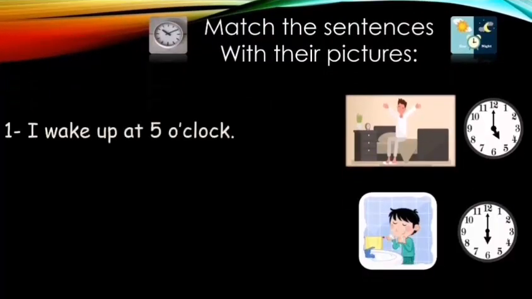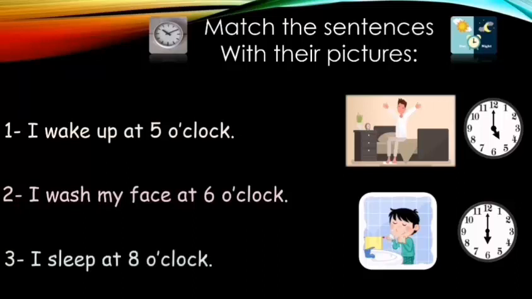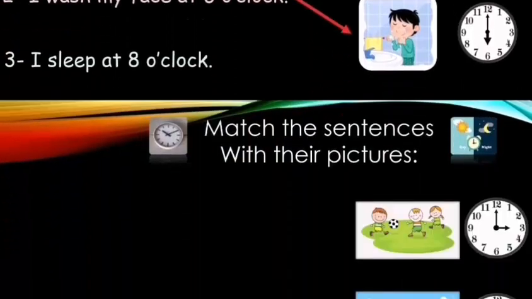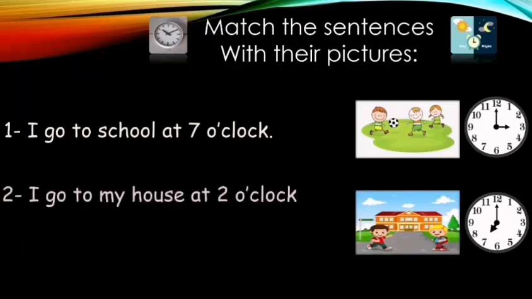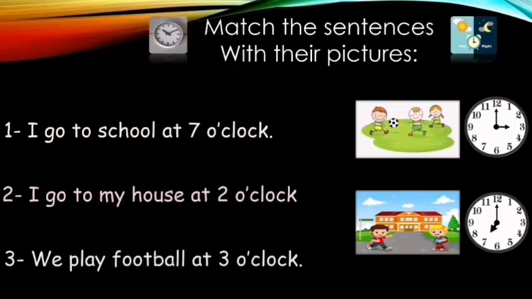Also here we have three sentences and we are going to match the sentence with their picture. Look at the picture. You can see two pictures. Let's start with the first sentence. I wake up at 5 o'clock. I wash my face at 6 o'clock. I sleep at 8 o'clock. We match it with the first one. Yes, that's right. I wash my face at 6 o'clock. We match it with the second picture. We have another exercise. Match the sentence with their picture. Here we have three sentences and we are going to read sentence number one. I go to school at 7 o'clock.